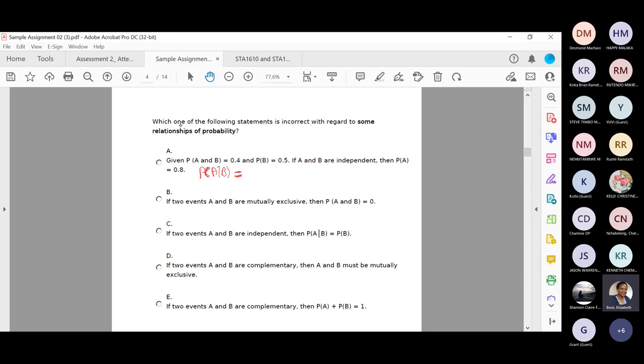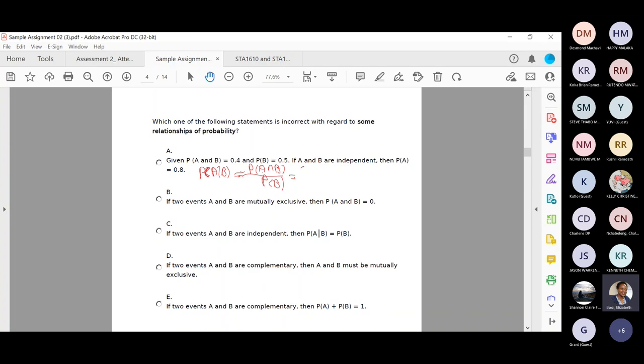That probability of A given B should be the same as the probability of A. Because they say the probability of A is 0.8, we just need to make sure: is that correct? So let's go and calculate. The probability of A given B is given by the probability of A and B divided by the probability of the given, which is B, because that is the information they have given you.